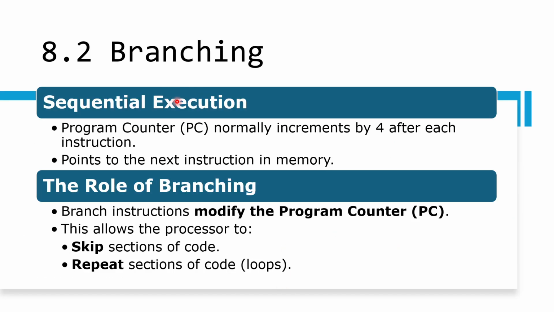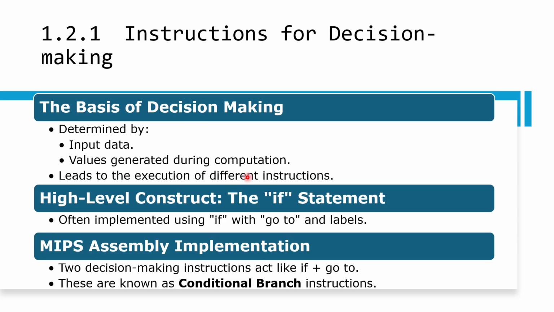Branching. Program counter normally increments by 4 after each instruction. The program counter will point to the next instruction in the memory. The branch instruction modifies the program counter, which allows the processor to skip sections of code or repeat sections of code, in this case loops. The basis of decision making is determined by the input data and the values generated during computation. This would lead to the execution of different instructions.